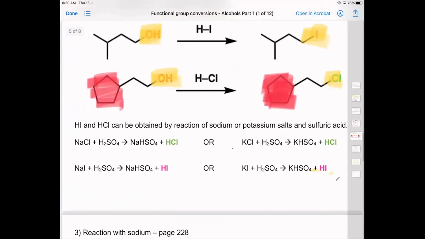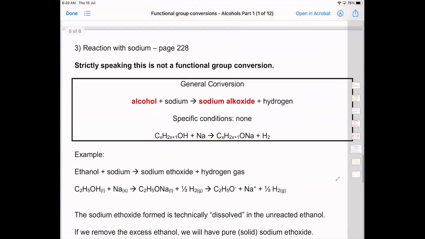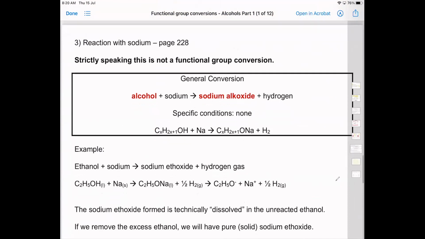Cool, so whenever you see an OH in a molecule, you can convert it back to a halogen if you want to. And then you can go backwards and forwards if you really wanted to. You could take the halogenoalkane, and then you could do the hydrolysis, and you could go back to the alcohol. And you could do like a little backwards forward thing if you really wanted to.